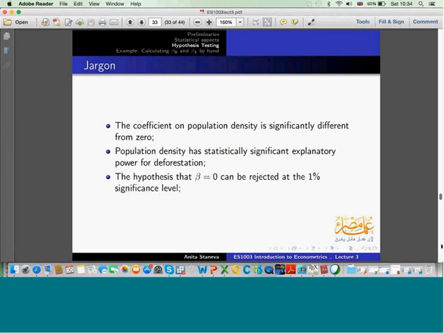In statistical jargon, when the coefficient of the population density is significantly different from 0, we can say it this way rather than just rejecting or accepting the null hypothesis: the population density has statistically significant explanatory power for deforestation. This all applies to what we found, a significant estimated beta. The hypothesis that beta equals 0 can be rejected at the 1% significance level.